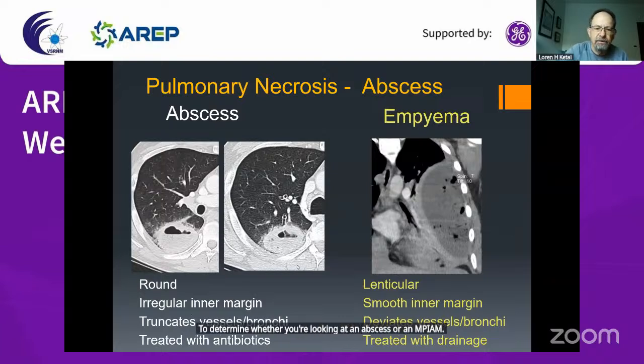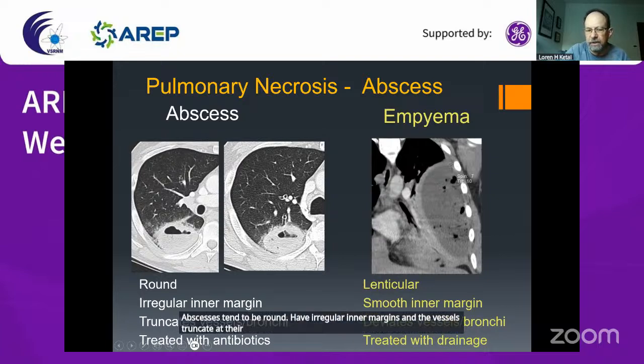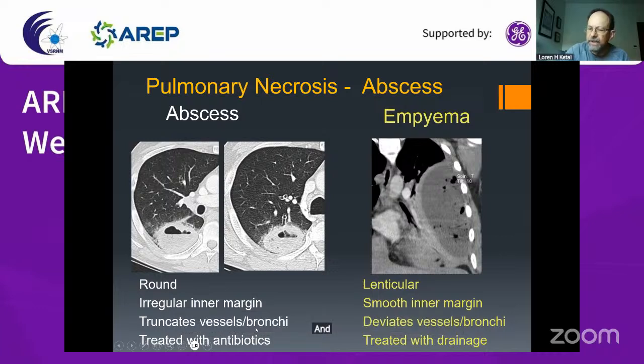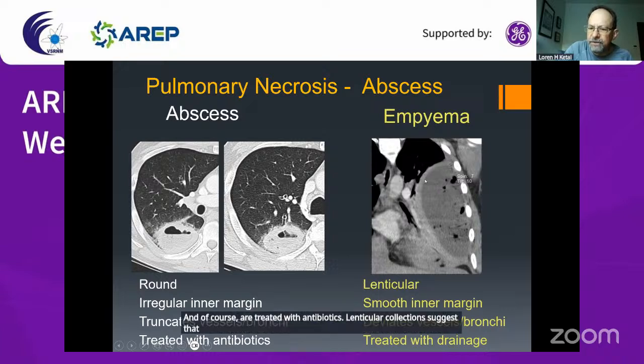Abscesses tend to be round, have irregular inner margins, and the vessels truncate at their margins, as we see here, and of course are treated with antibiotics. Lenticular collections suggest an empyema. The margins tend to be smooth, and if you look carefully, vessels tend to be deviated away from them rather than truncated. And these, of course, are treated with drainage.